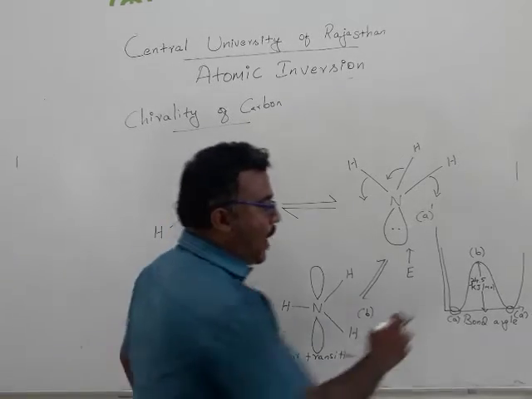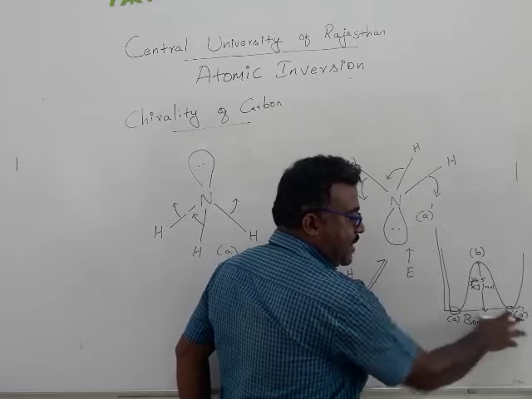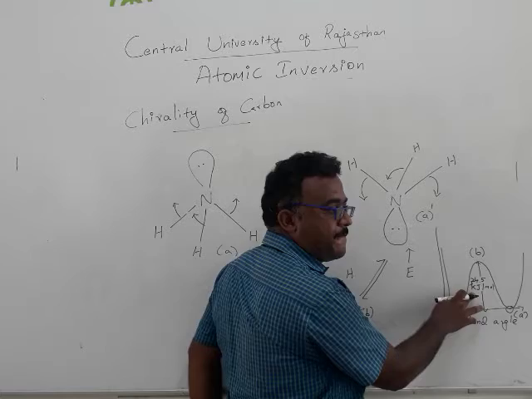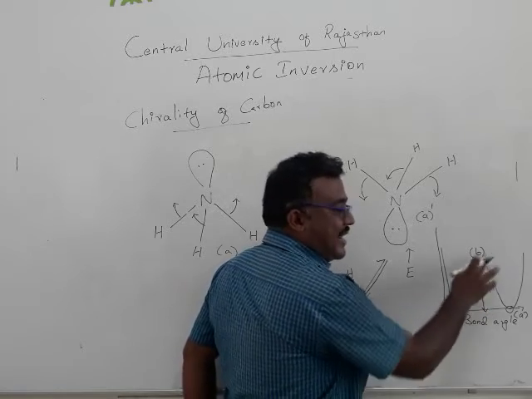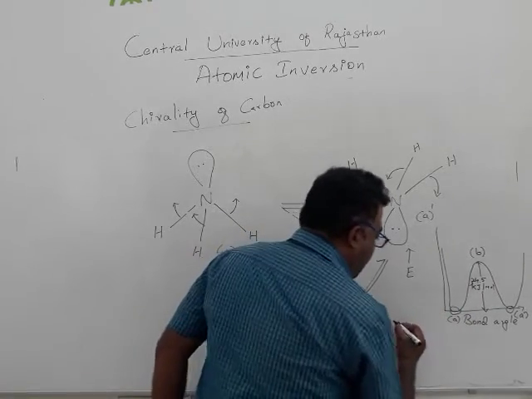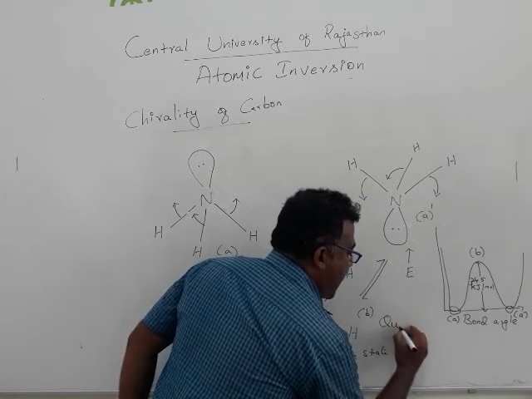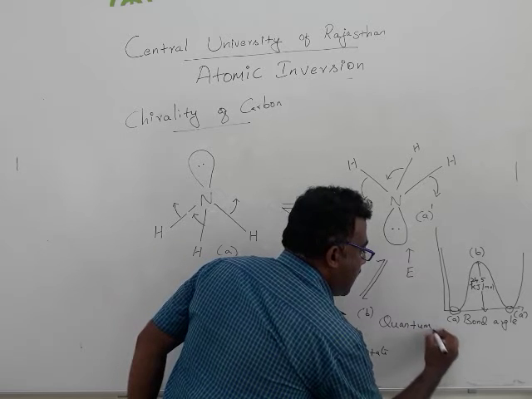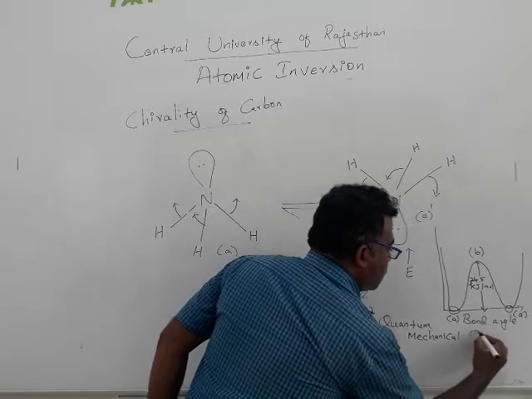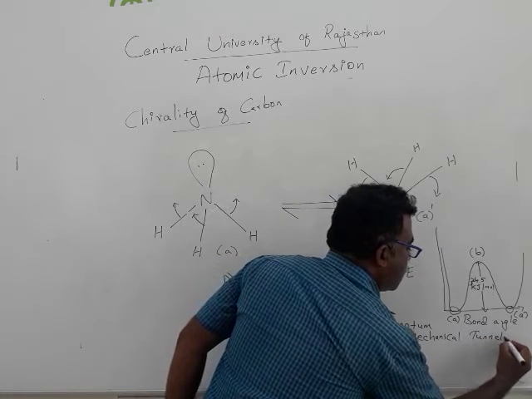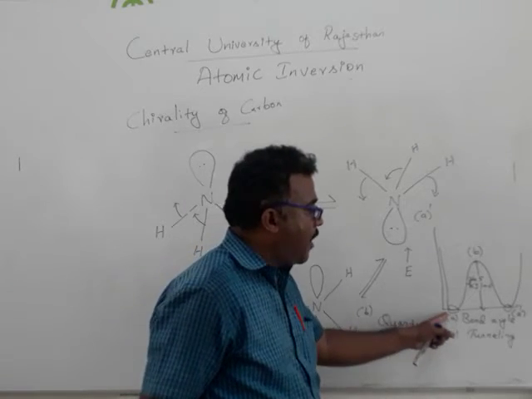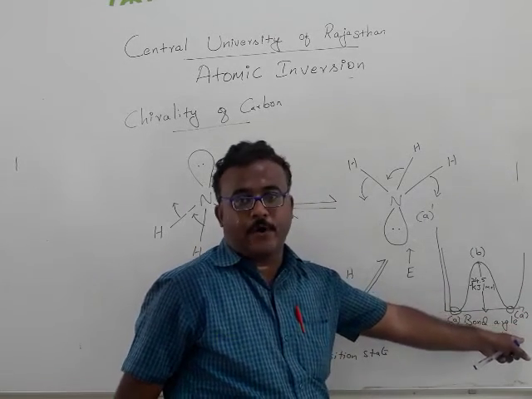To go from A to A prime, it has to cross the barrier that needs the energy of 24.5 kilojoule per mole. This process is occurring. It's crossing the barrier through the mechanism of quantum mechanical tunneling. So through quantum mechanical tunneling, one form is reconverted to another form.